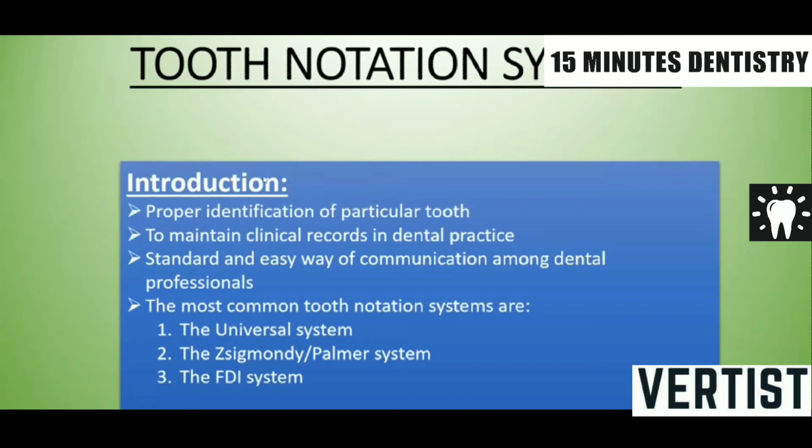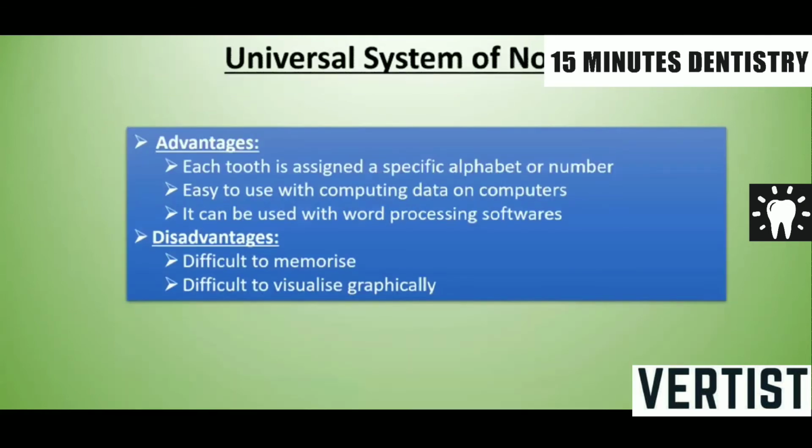So for the proper identification of a particular tooth, to maintain the clinical records in dental practice, the tooth notation systems are used. They are a standard and easy way for communication among dental professionals. The most common tooth notation systems are the universal system, Zsigmondy or Palmer system, and FDI notation. One by one we'll see, first, what is the universal system of notation.